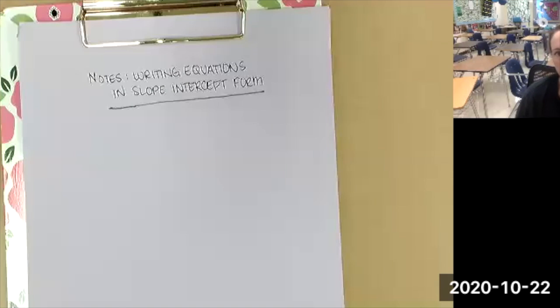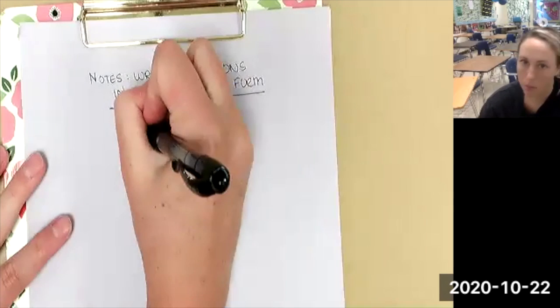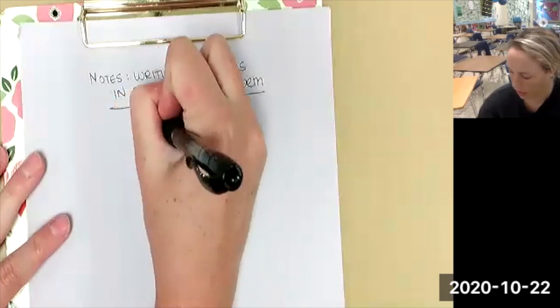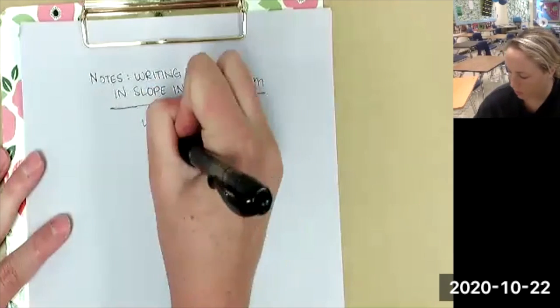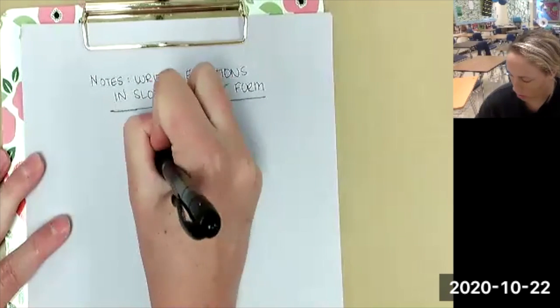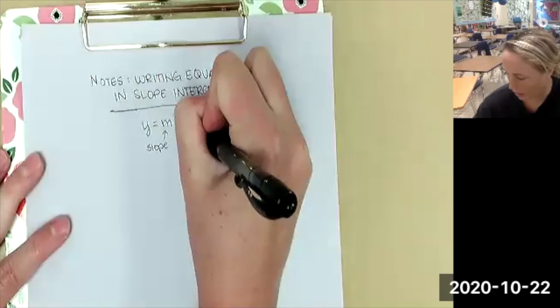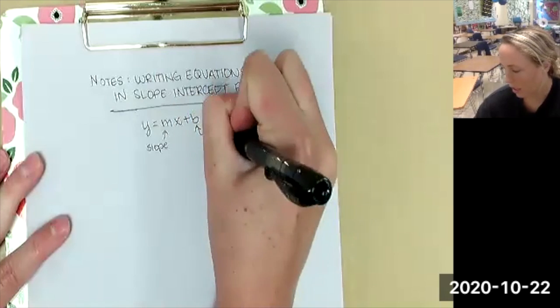So today we are doing notes on writing equations in slope-intercept form. Slope-intercept form is y equals mx plus b, where m is our slope and b is our y-intercept.